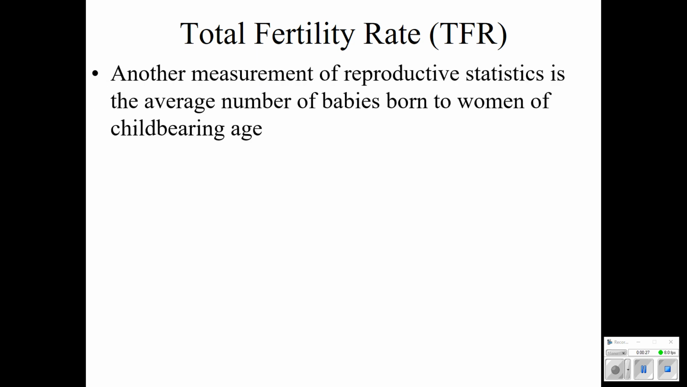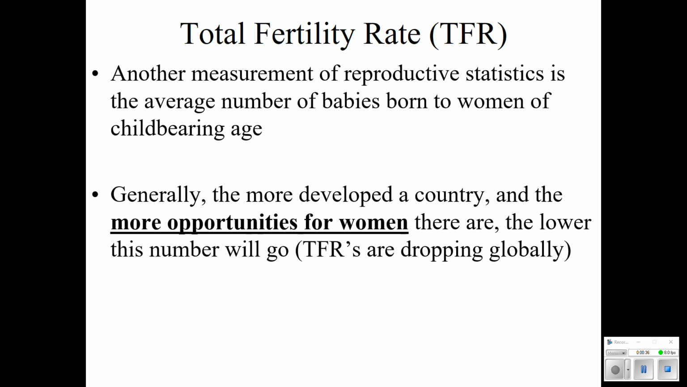So what is the total fertility rate? It's a measurement, it's a piece of quantitative data, and it tells us the average number of babies that are born to women of childbearing age. Generally speaking, in the world today, we consider childbearing age to be between the ages of 15 and 45 years old. The more developed a country is, and the more opportunities for women that there are, fertility will drop.